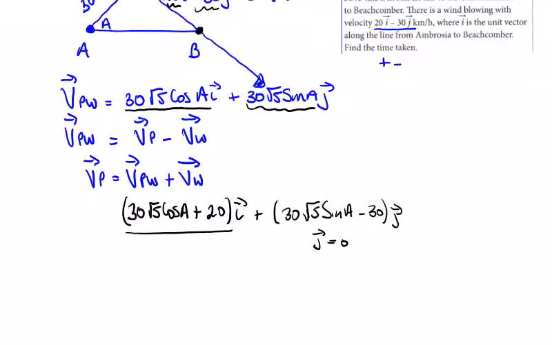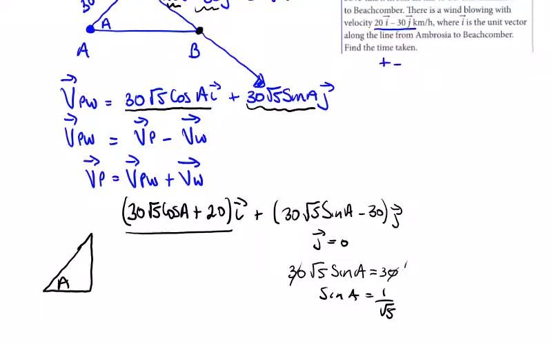So if my J component is equal to 0, 30√5 sin alpha minus 30 is equal to 0. So sin alpha is going to be equal to 1 over √5. We do a little triangle. Opposite over hypotenuse would leave the adjacent being 2. So cos alpha will be 2 over √5.